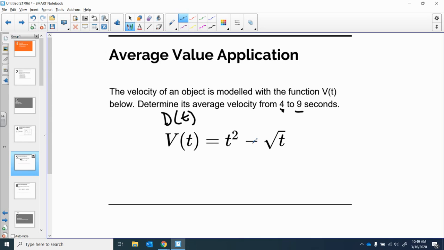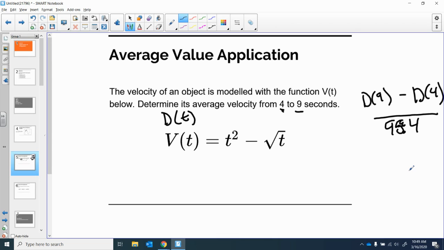Velocity is a vector, displacement is a vector. I just want to know what my change in position is from 4 to 9 seconds. So all I would do in this case is take d of 9, subtract d of 4, and then divide by 9 minus 4, which gives us the 5. So that's essentially what we're doing.